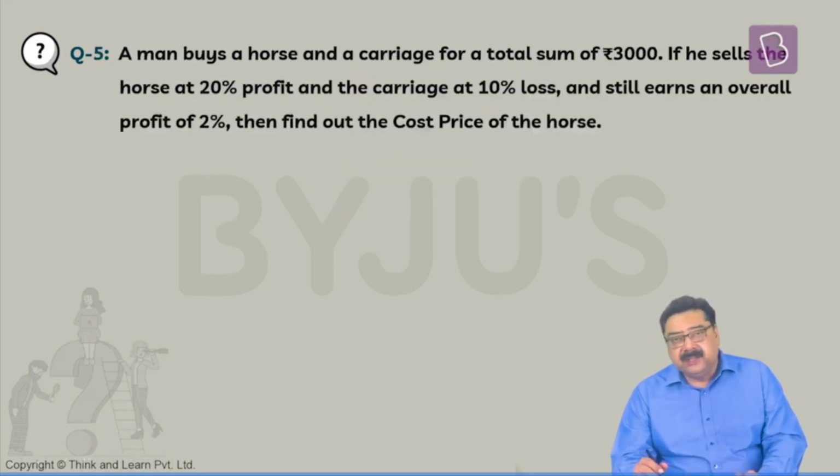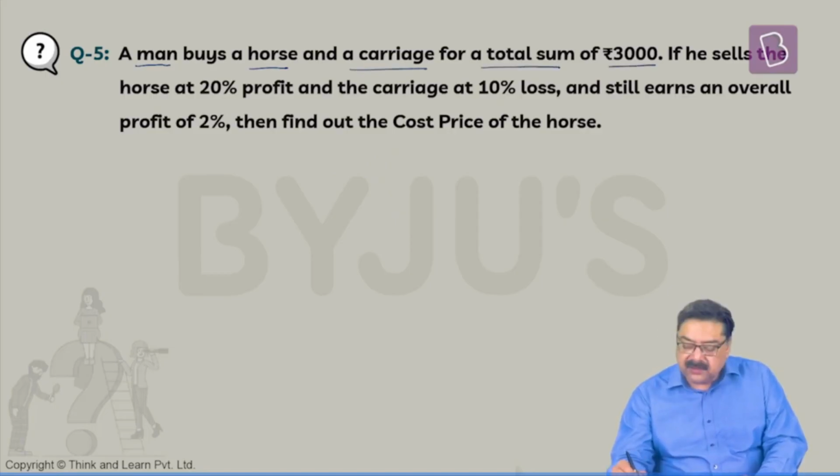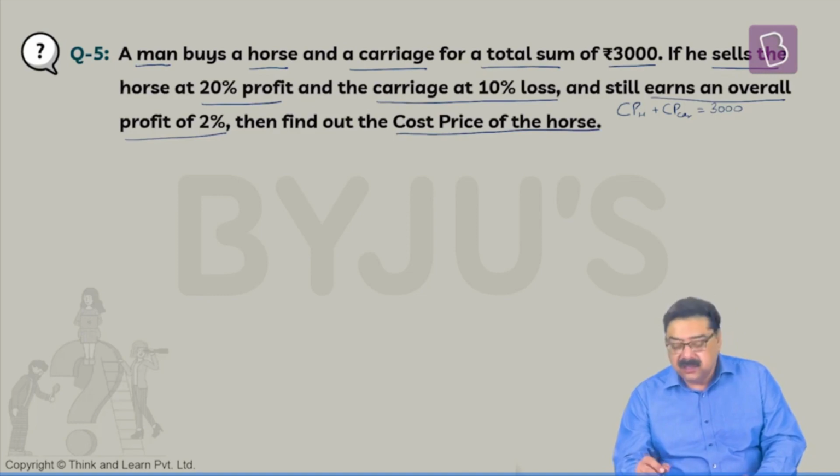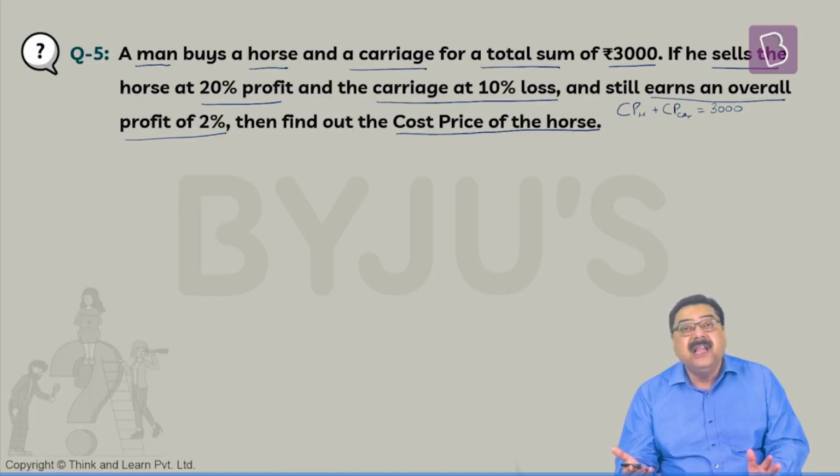Now let us come to a question. A man buys a horse and a carriage for a total sum of rupees 3000. So what is given here? Cost price of horse plus cost price of carriage is rupees 3000. Now this is the information given. If he sells the horse at 20% profit and the carriage at 10% loss and still earns an overall profit of 2%, then find out the cost price of the horse. Whatever you need to find out, it is unknown. We always assume that to be X.